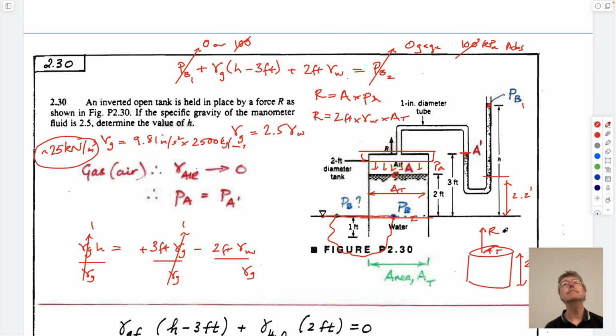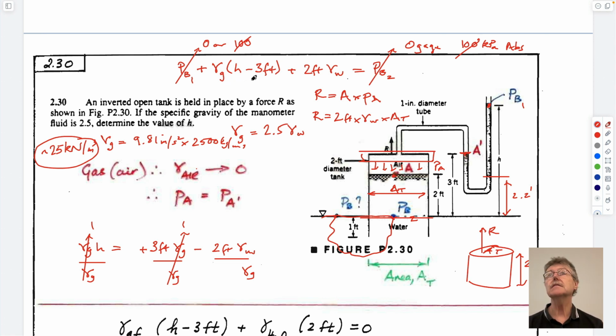How did we know that the gamma gauge came first and then the other gamma came after, in this initial question? So you start off here. It's atmospheric. You want to get to this point here. We have to go down through the gauge fluid. And so the pressure change that you're experiencing is in the gauge fluid. And so it has to be H down through the gauge fluid and 3 feet back through the gauge fluid.